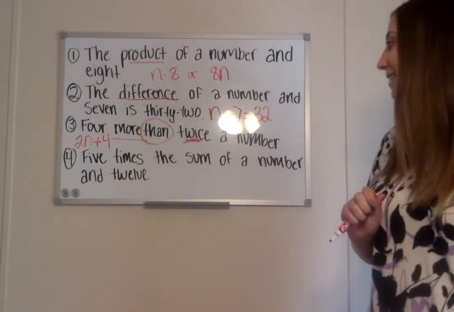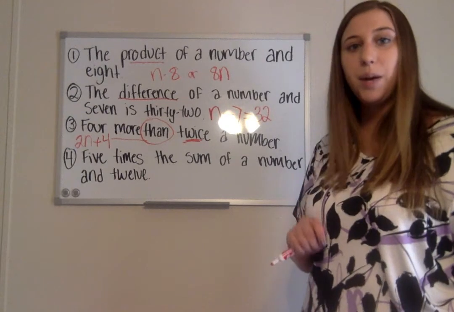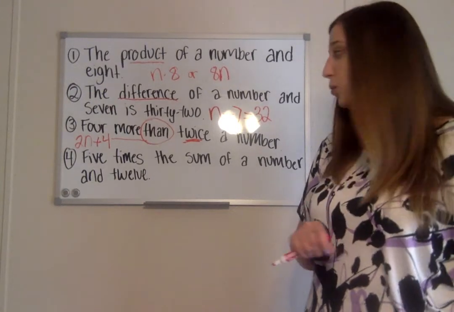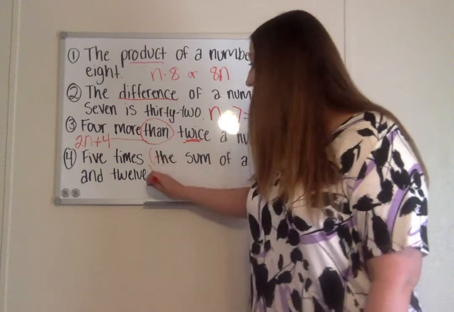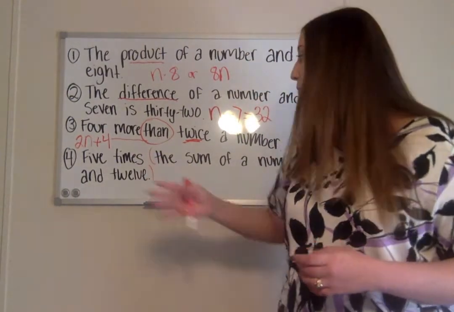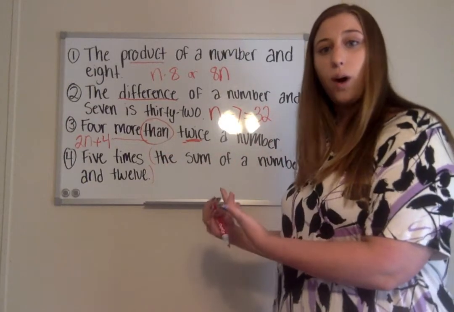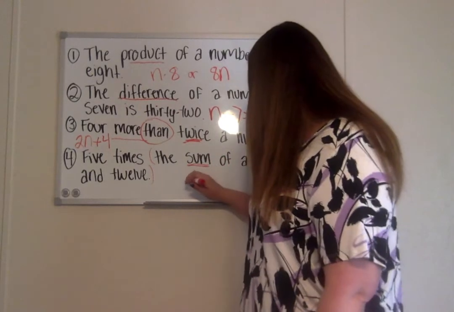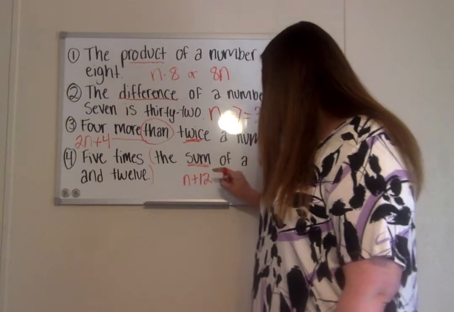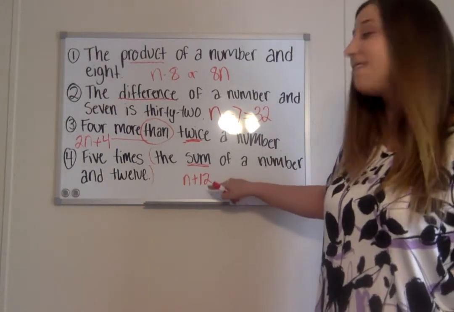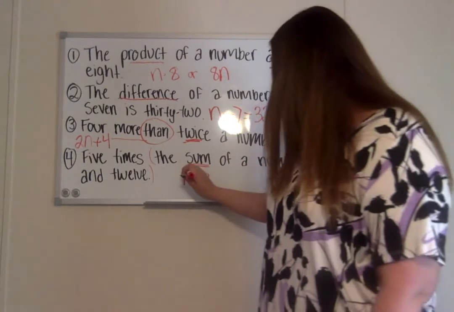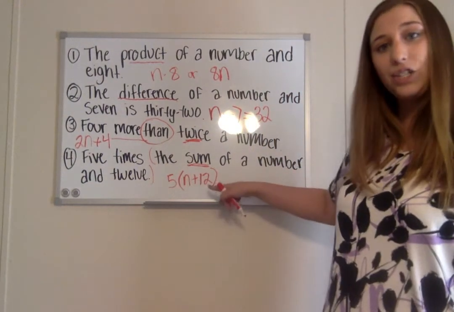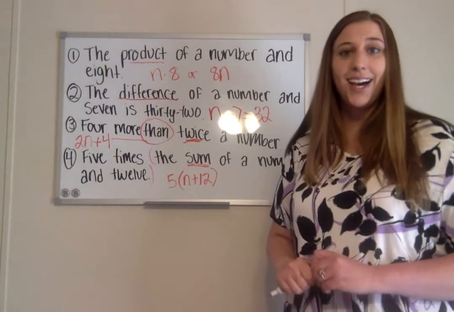Lastly, we have 5 times the sum of a number and 12. This is when we have to remember to use parentheses because we want 5 times that sum of a number and 12. It's saying we want 5 times all of that quantity. First, the sum of a number and 12: we should know sum means to add, so we have n plus 12 here. But we want 5 times that amount, so this is when we use the parentheses to show we want 5 to be multiplied to each of those numbers.